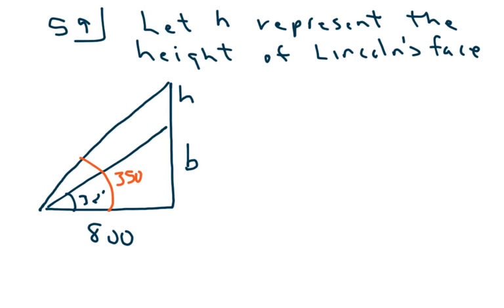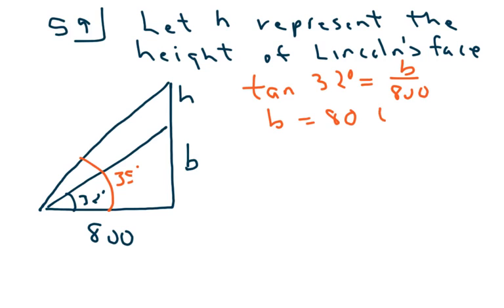Again, please read the problem. So it's 35 degrees there. So the first thing I'm going to do is let tan of 32 degrees equal B over 800, cross multiply, so B equals 800 times tan of 32, which equals 499.9.